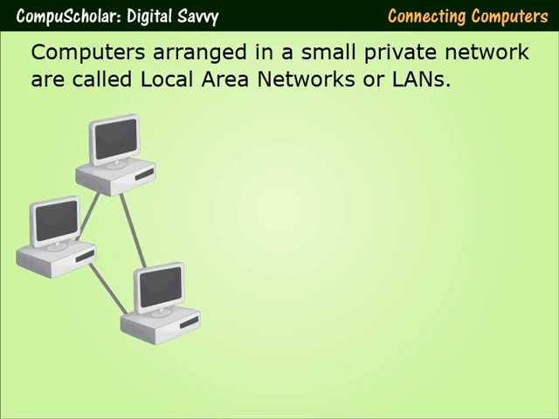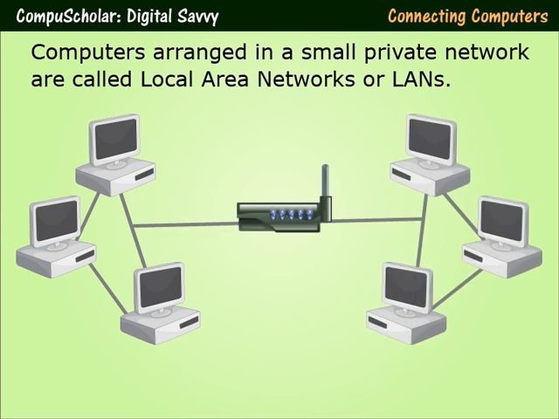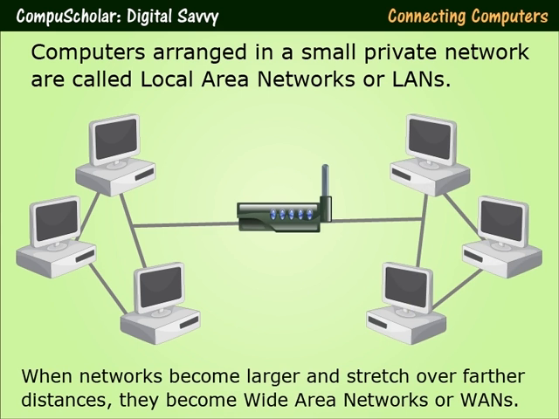Computers arranged in a private network covering a relatively small localized group are called local area networks, or LANs. The networks inside a home, small business, or a school are examples of LANs. Now, when networks become larger and stretch over further distances, they become wide area networks, or WANs. A large business may have many smaller LANs in different geographic areas, and all those LANs are connected together over a WAN. You can view the internet as an extremely large public WAN.